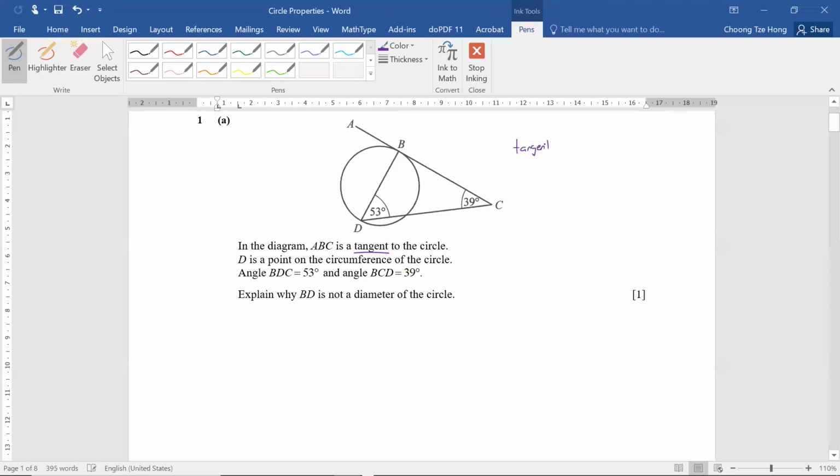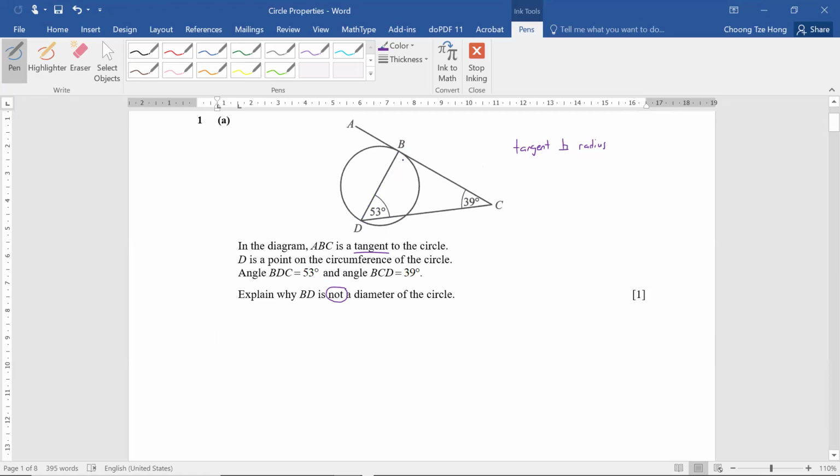Tangent perpendicular to radius. So over here, we know that if the tangent is perpendicular to the radius, then the angle DBC should be 90. Basically this is what we are going to do. We are going to try to find angle DBC, and if it's 90, then BD should be the diameter. But now they ask us to explain why it's not a diameter. So we should be expecting angle DBC to not be 90 degrees. So our immediate aim now would be to try to find angle DBC.